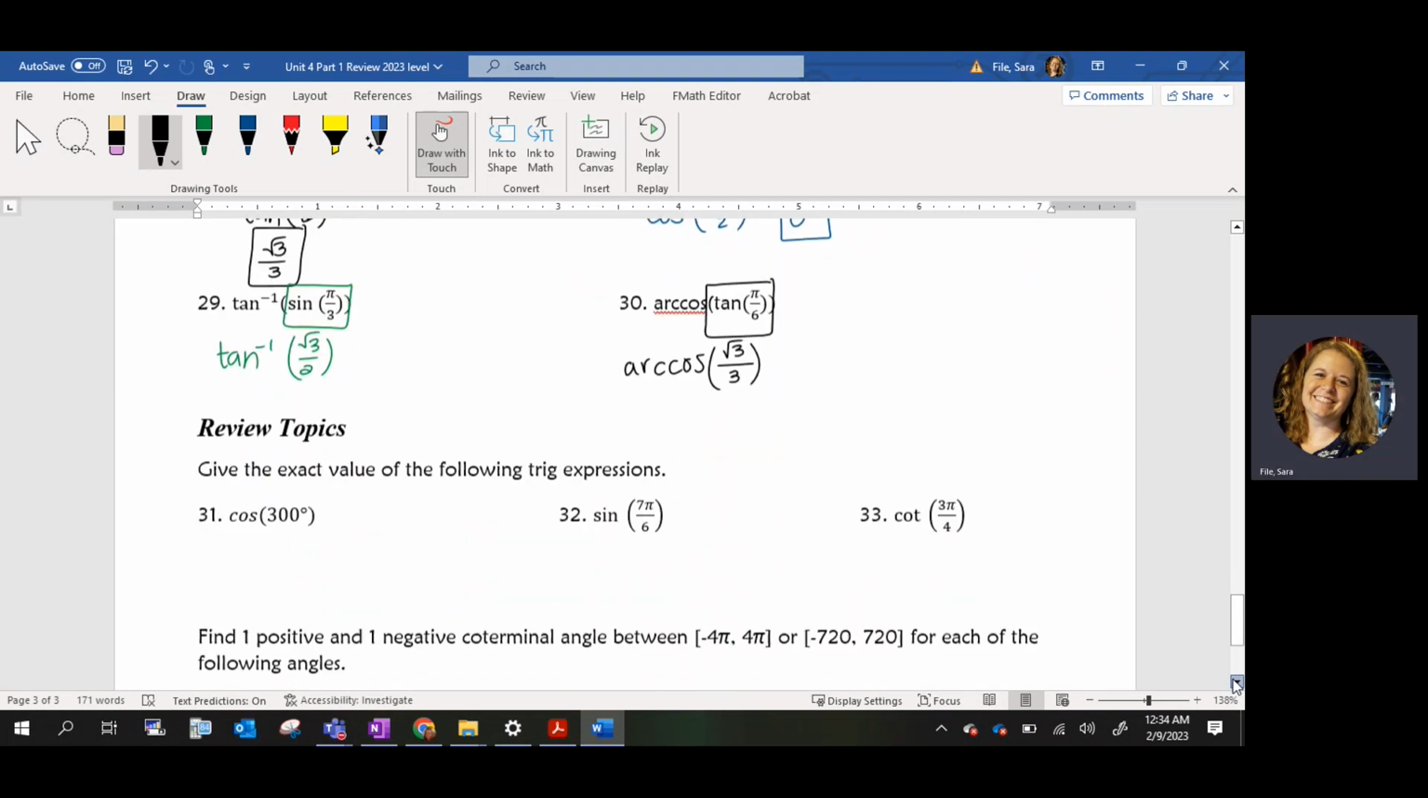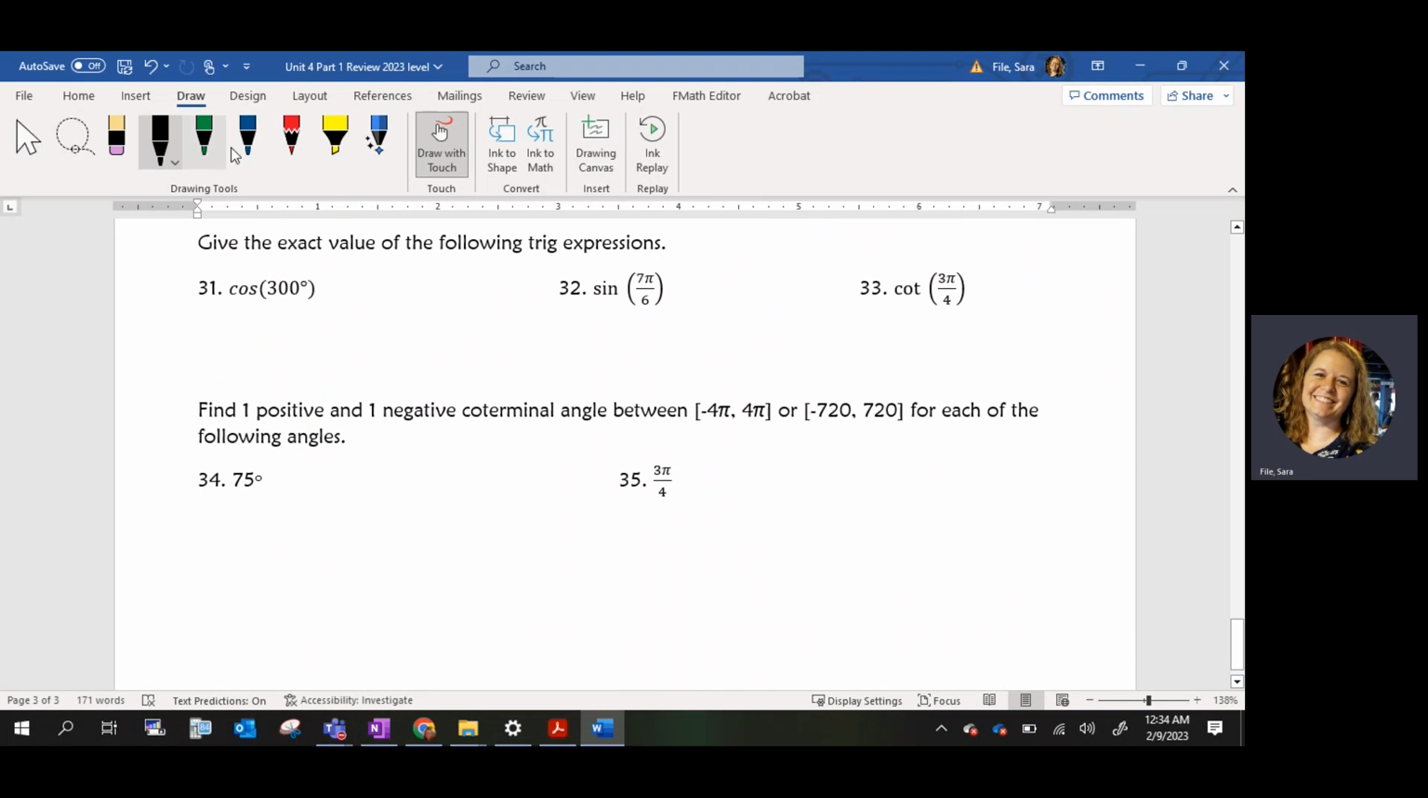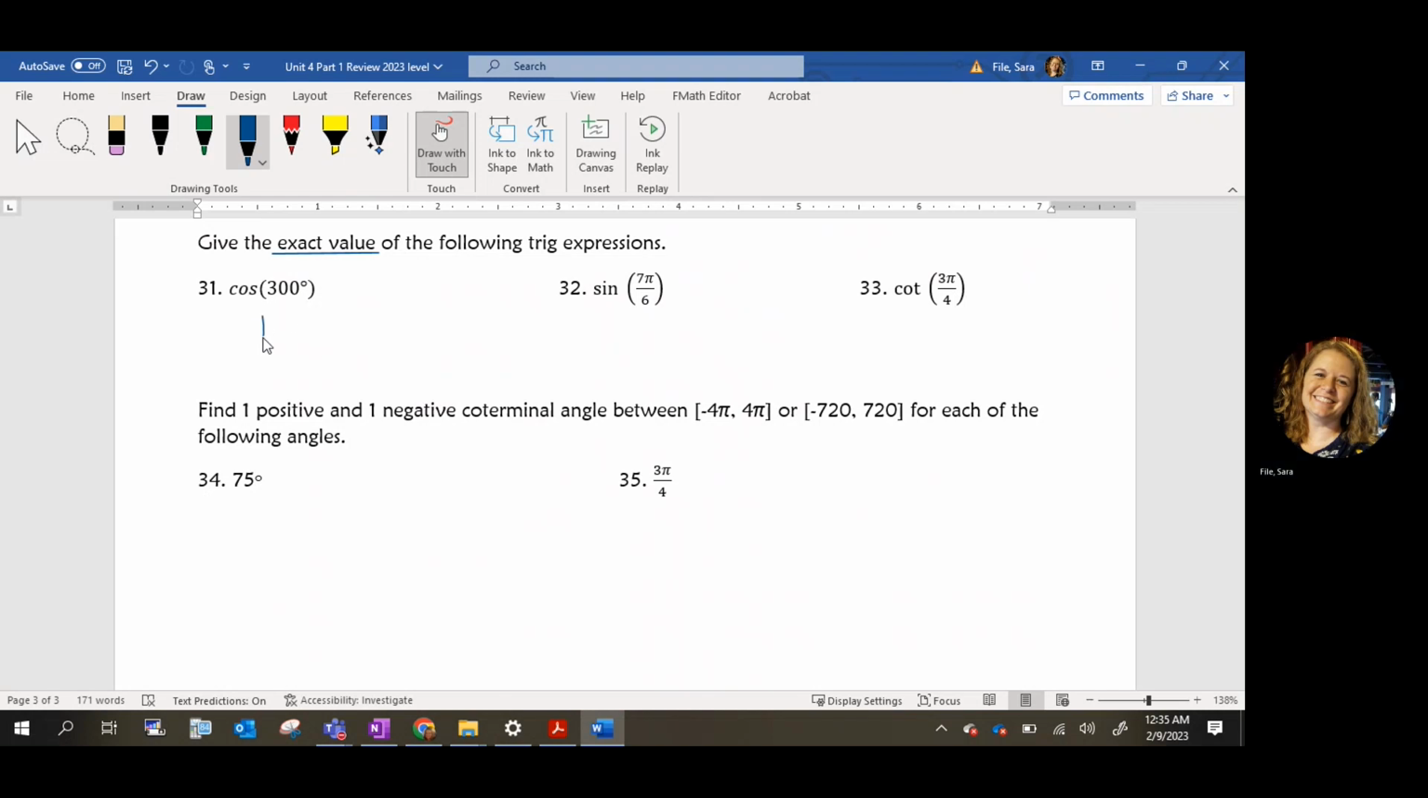All right, last but not least, just a little spiral review. Some past topics. 31 through 33 are just getting exact values of these trig expressions. This is just straight from your unit circle. What is cosine at 300 degrees? So hopefully if you look at your unit circle, that's your 60-degree reference angle, and you know that cosine is 1/2 at 60-degree reference angles. Or you can just look at it on your circle, and it's in quadrant 4 where cosine's positive. So this is positive 1/2.